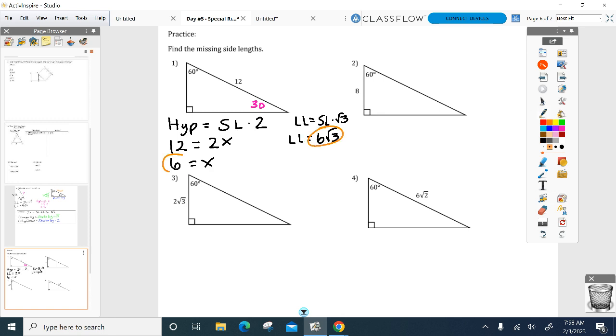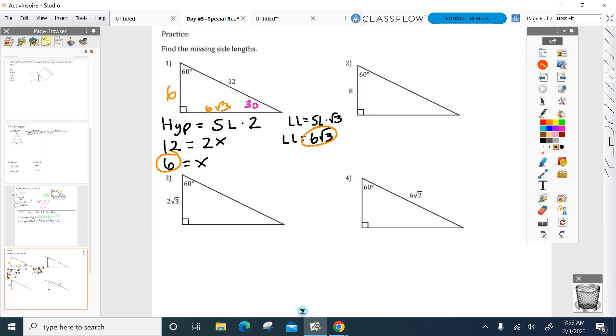Six radical 3 and 6. Let me just break this up here.